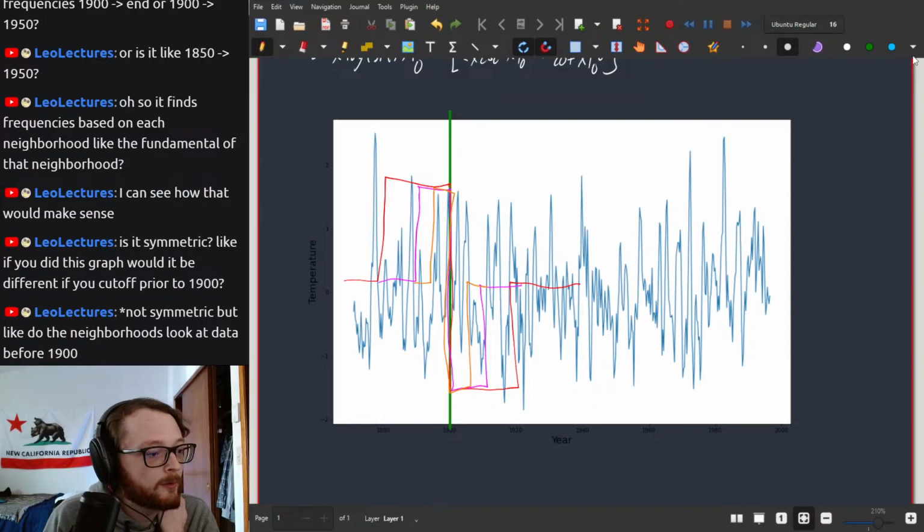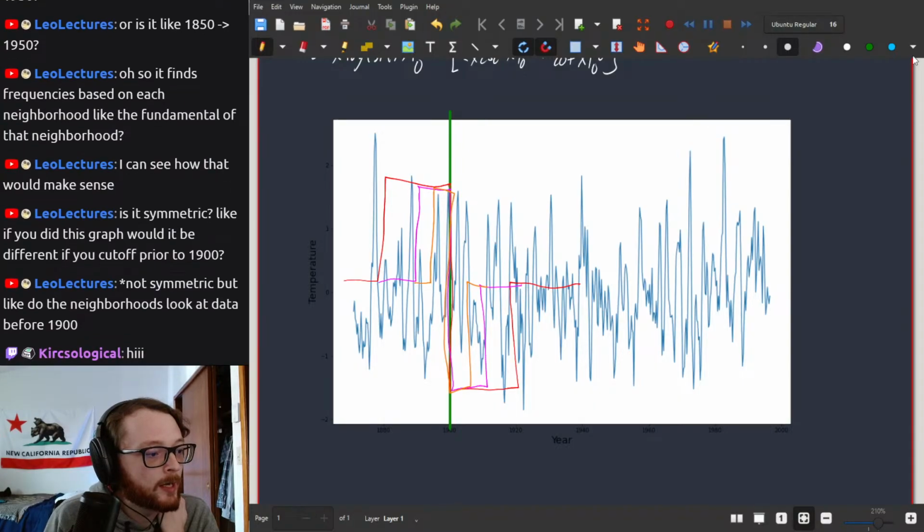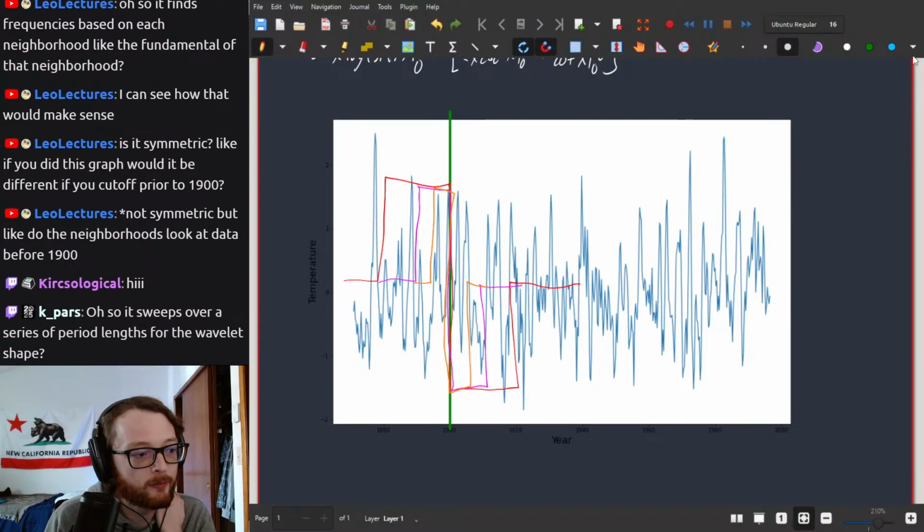Is it symmetric? Like if you did this graph, it would be different if you cut off prior to 1900. Not symmetric, but do neighborhoods look at data before 1900? I want to say it's symmetric, or like I want to say it looks at before and after.